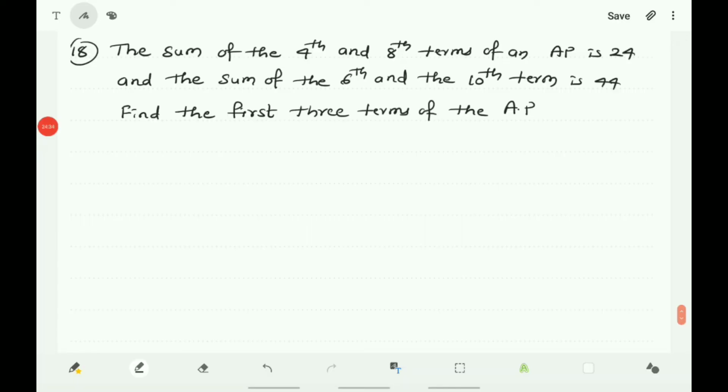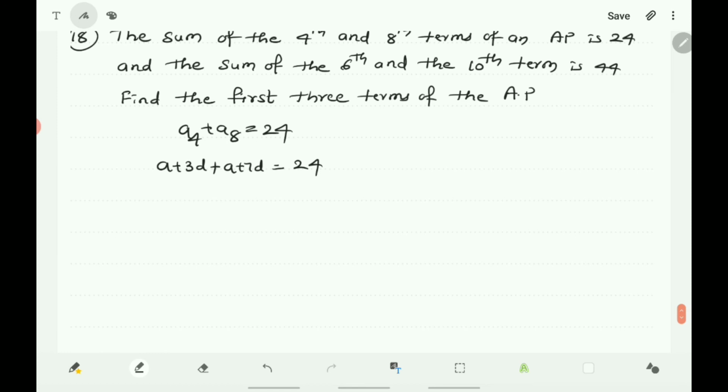Question number 18. The sum of the 4th and 8th term of an AP is 24 and the sum of the 6th and the 10th term is 44. Find the first 3 terms of the AP. Here A4 plus A8, the sum of the 4th and 8th term, is 24. That is A4 is A plus 3D, A8 is A plus 7D, and that is equal to 24.